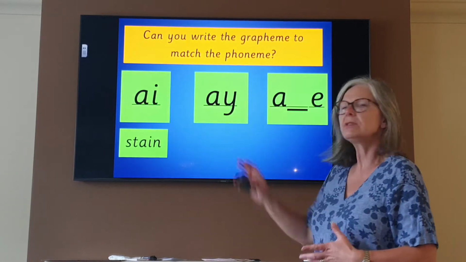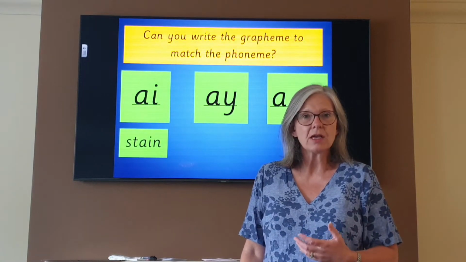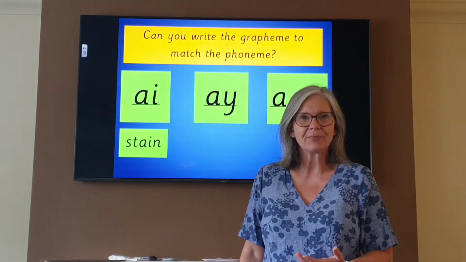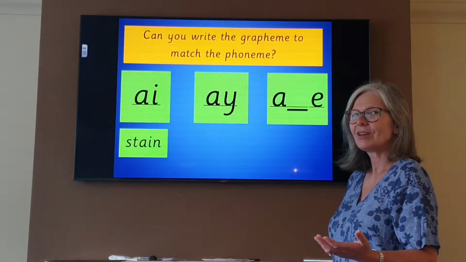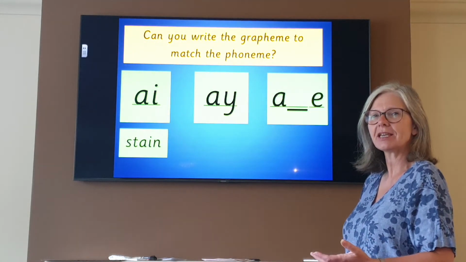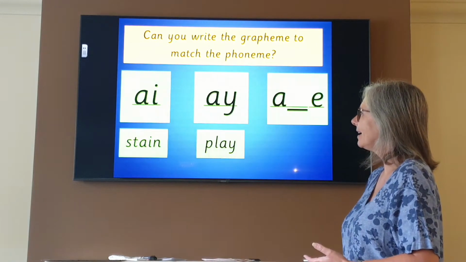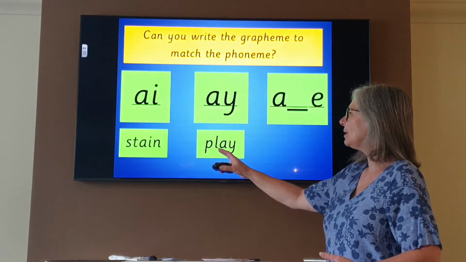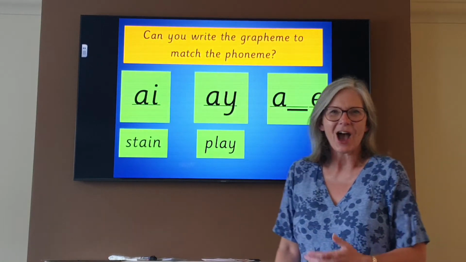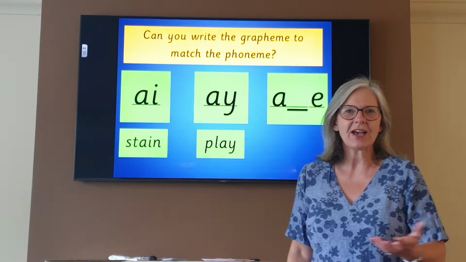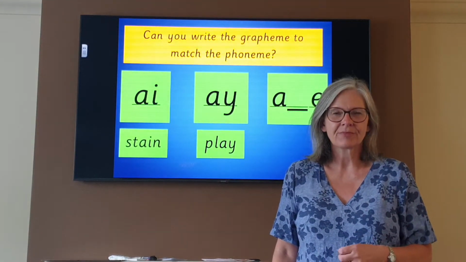Okay. Now using our AY grapheme for A, can you write me the word play? Remember, pop your sound buttons underneath to check it. Should we have a look? Play. Let's read it together. Play. Great. Okay, now using our split vowel digraph, could you write me the word game?